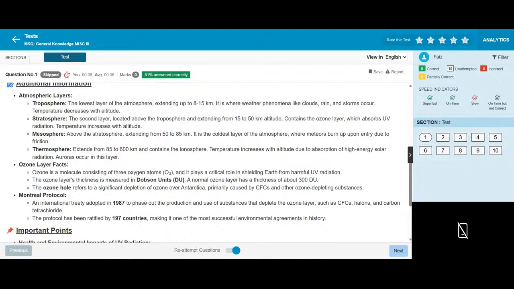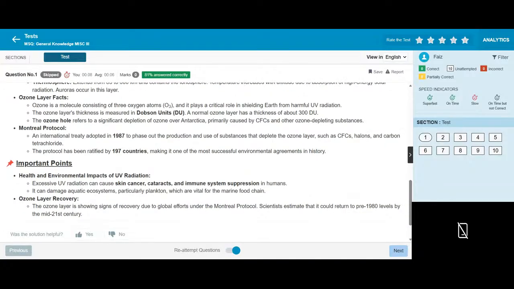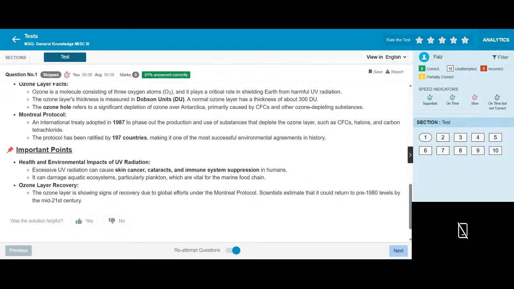Thermosphere extends from 85 to 600 km and contains the ionosphere. Temperature increases with altitude due to major absorption of high-energy solar radiation. Auroras occur in this layer. Ozone layer facts. Ozone is a molecule consisting of three oxygen atoms, and it plays a critical role in shielding Earth from harmful UV radiation. The ozone layer thickness is measured in Dobson units. A normal ozone layer has a thickness of about 300 Dobson units.